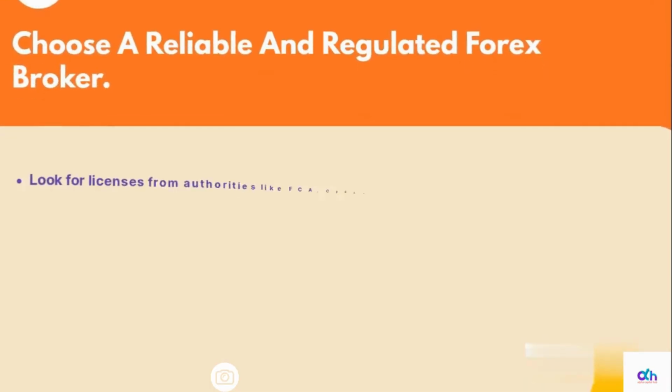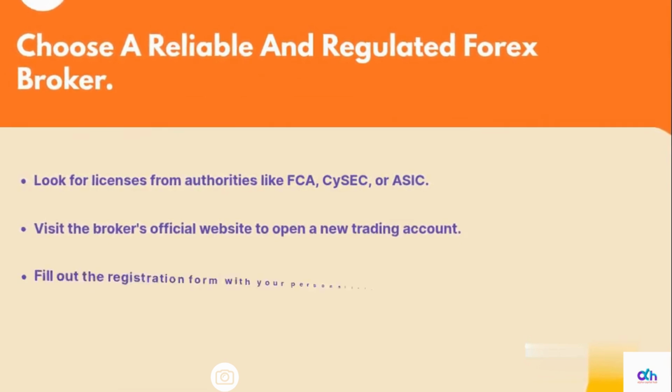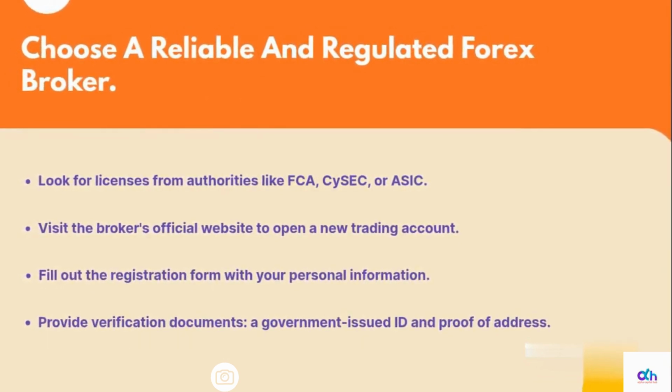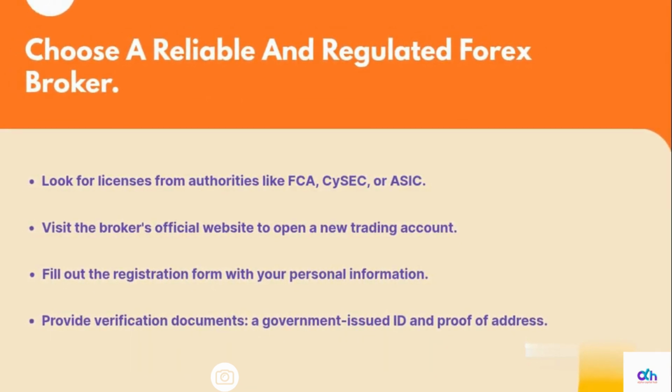Choose a reliable and regulated Forex broker. Look for licenses from authorities like FCA, CySEC, or ASIC. Visit the broker's official website to open a new trading account. Fill out the registration form with your personal information. Provide verification documents, a government-issued ID, and proof of address.